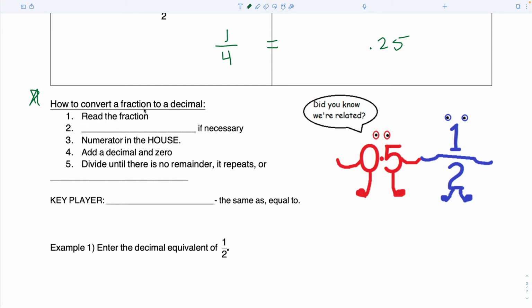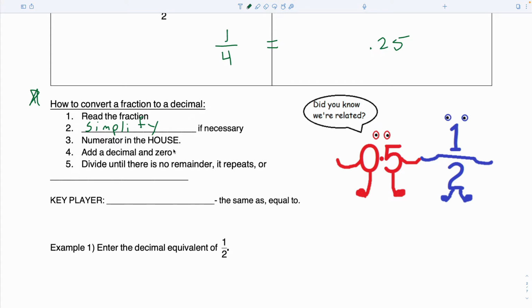Step number 1, when I need to convert a fraction to a decimal. Avery, what do I do first? So the fraction is 1/4. Then I'm going to try to simplify it if necessary. You always want to simplify so it's an easier division problem for your work. 1/4 doesn't need to simplify because it's as simple as it gets. So let's move to number 3. Step 3 says what?